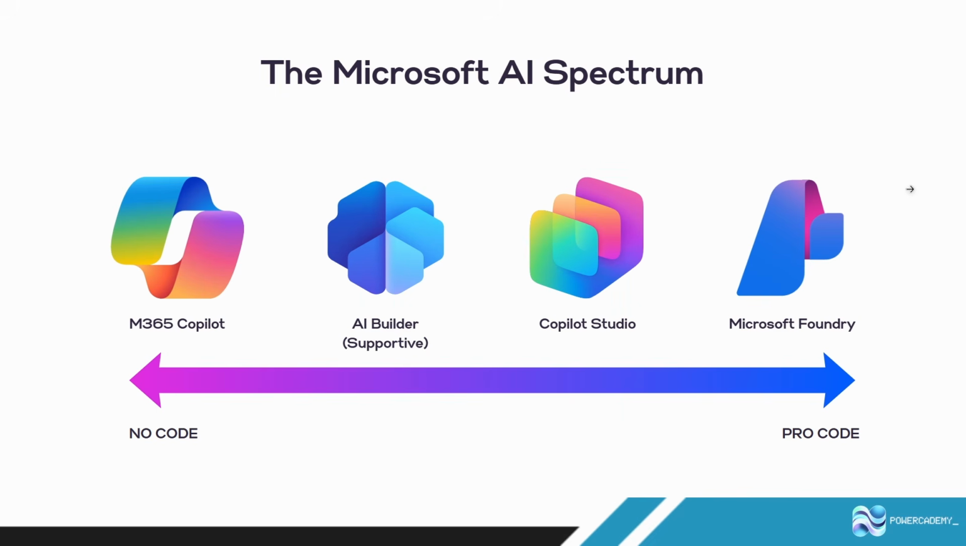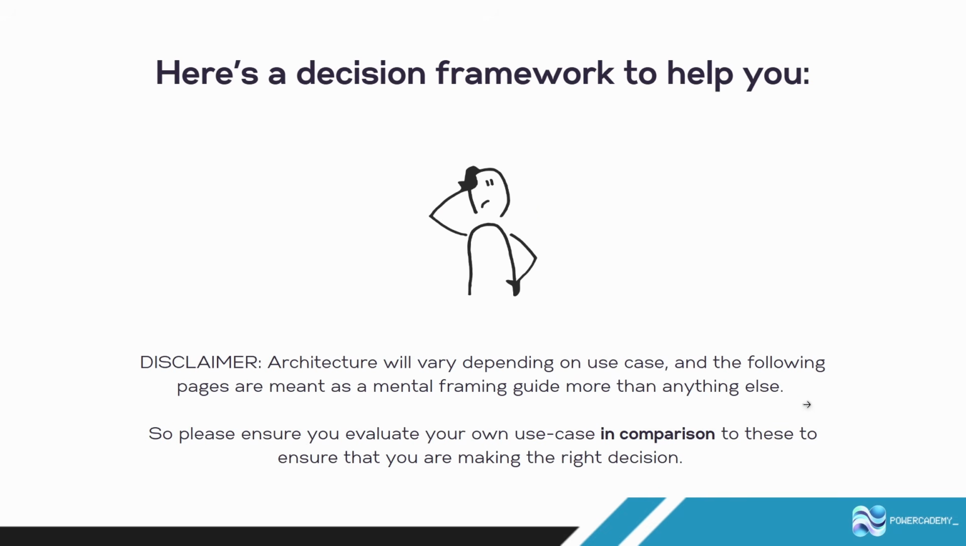Now, the Microsoft AI spectrum. So I put 4 tools here. I know there were 3 on the last module, so I don't mean to be even more confusing. But AI Builder is a supportive tool, so I wanted to add it on here because it is an AI capability option within the Microsoft ecosystem, specifically the Power Platform. And we've got no code here on the left-hand side, all the way to a spectrum of pro code here on the right-hand side. And I don't need to go into these in more detail because we've kind of gone through these, but I want to give you a decision framework to help you choose which one to use within your business.